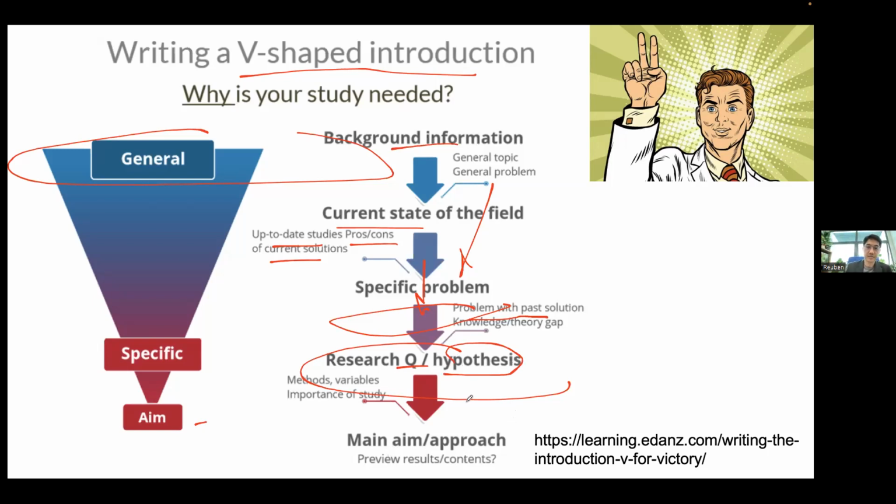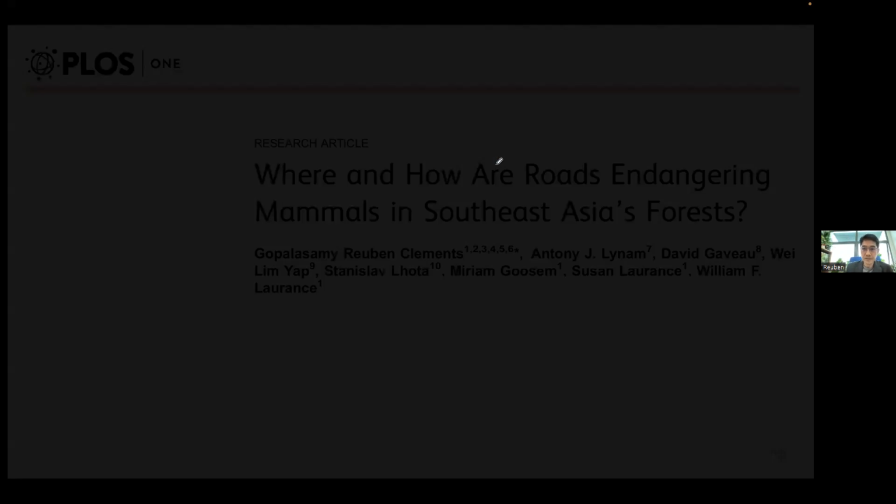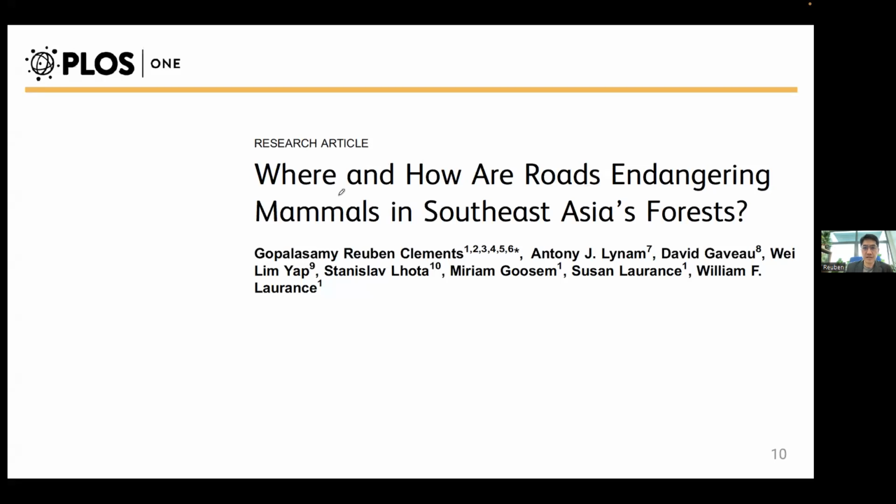So again, if you're not sure how to start, really just go very broad, keep it very general. Let me give an example of a paper I wrote a long time ago. I was identifying where and how roads are endangering mammals in Southeast Asia's forests. So for me, roads were a problem back then. I wanted to find out which roads were causing problems for large mammals, especially endangered mammals across Southeast Asia.